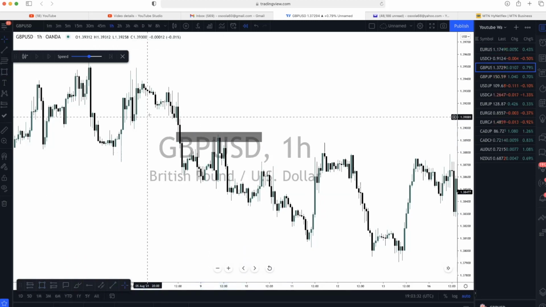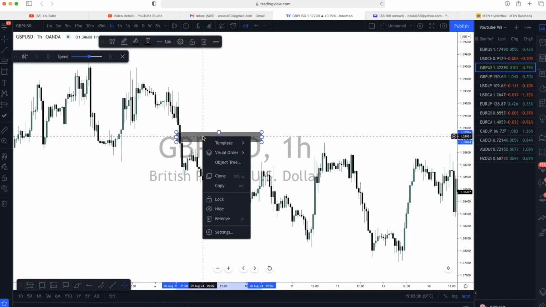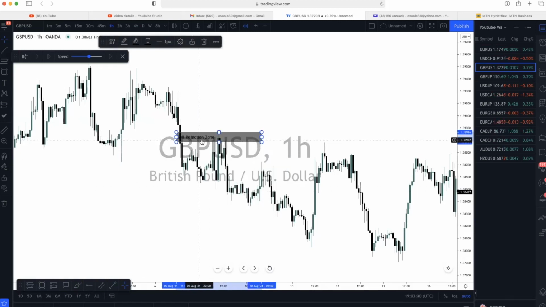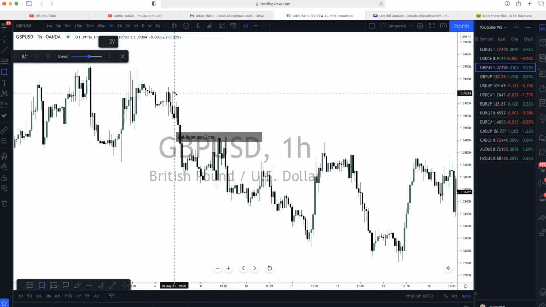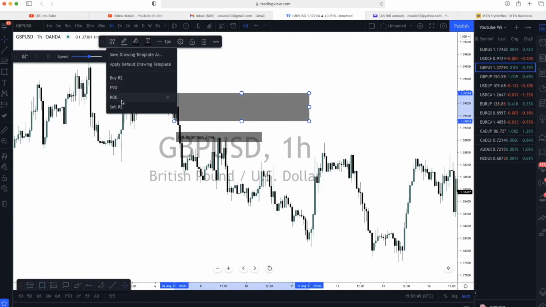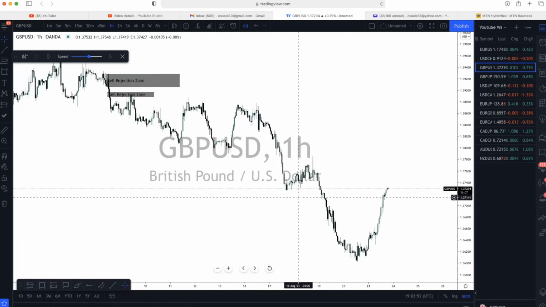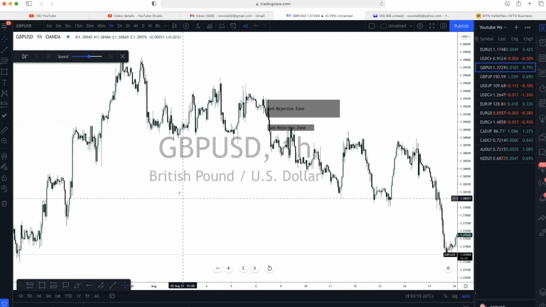Now, another thing is that I will really be expecting this particular zone, right? This is going to be my first rejection zone, sell rejection zone. Then this is going to be my second rejection zone. Another thing that you should note is that market structure is bearish, right? Market structure is bearish. If you zoom it out, you will see the reaction of market.